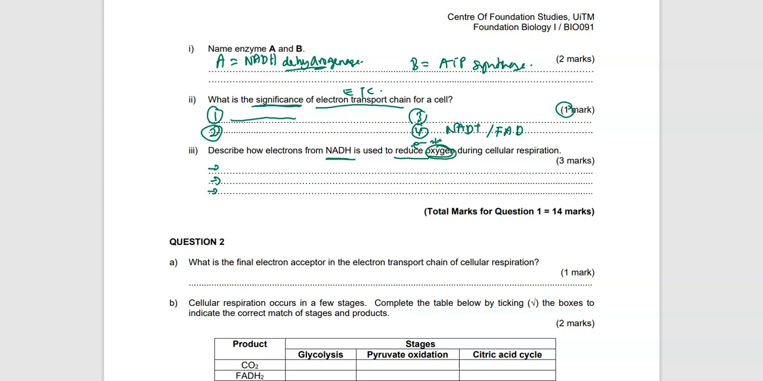You have to be careful in answering this question. The question asks you to describe how, so you have to describe the process. If you just write the equation, for example, 2 hydrogen ions plus half of an oxygen molecule gives a water molecule, then your answer would be incorrect because you are just writing the equation. You are not explaining. The question asks you to describe how, so you have to explain.